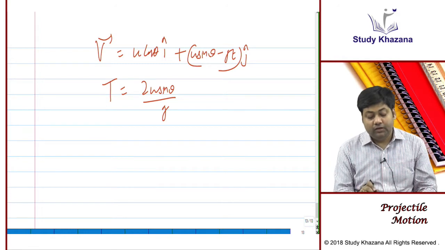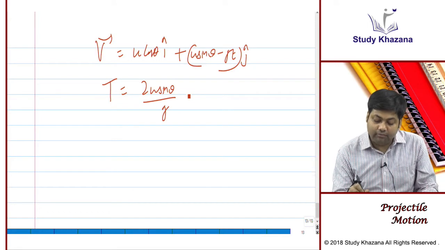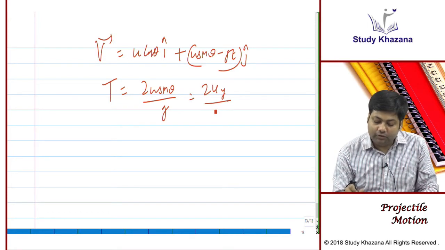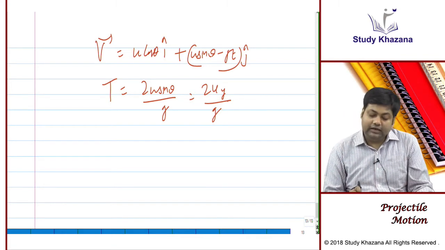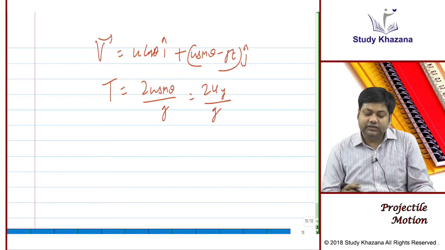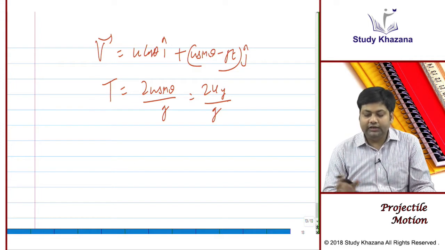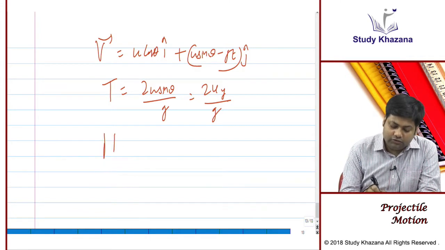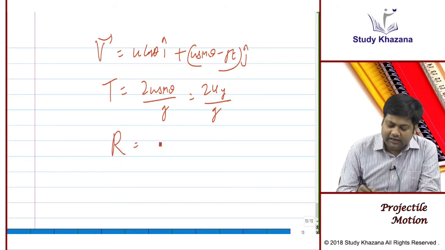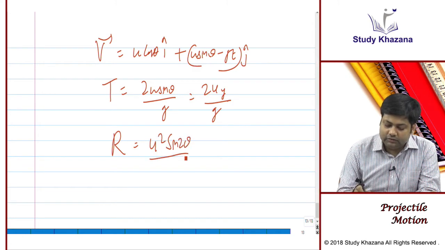So if you see that, you can write the time of flight as 2 uy upon g, and in vector form you can write u cos theta i plus u sine theta minus gt into j, gt j in the y direction. So this is the overall application. If you look at the range also, the range formula which we have written was u square sine 2 theta by g.